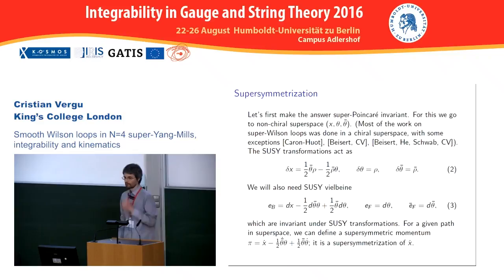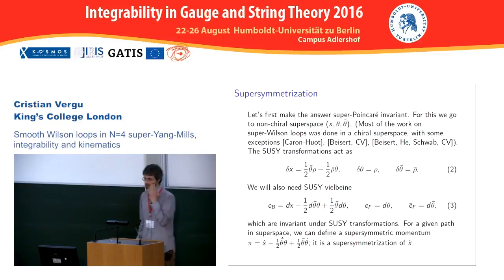Okay. So I mentioned that this is not supersymmetric, so it's not superconformal, so let's supersymmetrize it. In order to supersymmetrize it, we start with space-time, and we add some odd coordinates, and we have this superspace with coordinates x, theta and theta bar, and the supersymmetry transformations act as in equation 2, where rho is an odd parameter of the spinor of the supersymmetry.